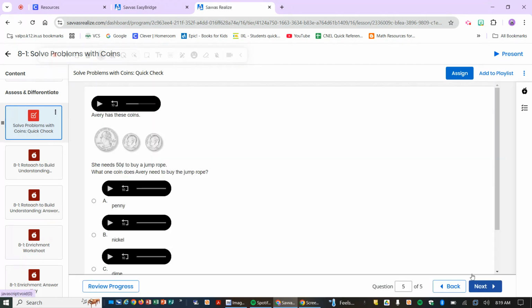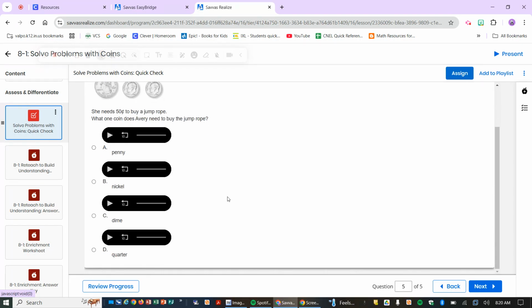And finally, number 5, Avery has these coins, quarter, dime, dime. She needs 50 cents to buy a jump rope. What one coin does she need to buy the jump rope? So she has a quarter, a dime, and a dime, and she has to get to 50 cents. What one coin, a penny, a nickel, a dime, or a quarter, will help her get there? Take your time. Use a whiteboard if you need to. Refer back to that page 444 in your math book if you need to look back at those coins, and do your best.